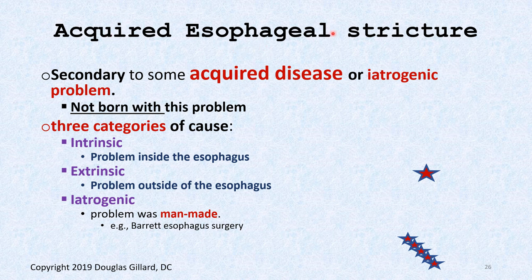So let's talk about acquired esophageal stricture. That means acquired, something caused it. You weren't born with this problem. There are 3 categories of acquired esophageal stricture: intrinsic, extrinsic, and iatrogenic. Iatrogenic always means what? A man-made problem. Intrinsic means it's inside, something with the esophagus itself. Extrinsic means the problem is outside, right next to the esophagus, like maybe a lymph node that's grown really big from cancer or infection, and it's crushing the esophagus that way.